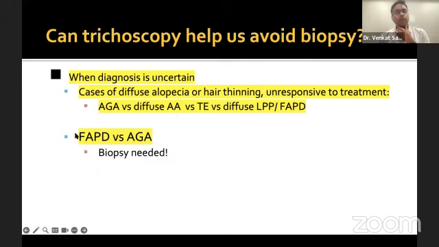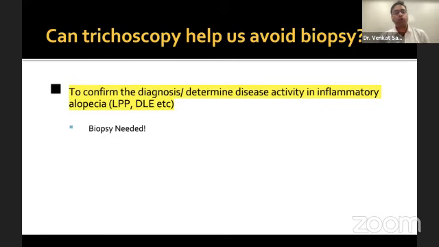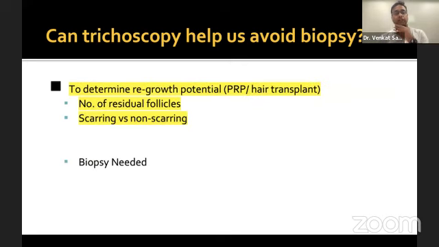What about fibrosing alopecia in a pattern distribution or LPP, diffuse LPP plus AGA? You cannot differentiate between them unless there are definite signs of scarring, in which case diagnosis can be made, but biopsy is often needed. What about to confirm the diagnosis or determine disease activity in inflammatory alopecia where you need immunosuppressants? Unfortunately, you do need a biopsy, okay? I don't think trichoscopy is helpful to differentiate between the inflammatory scarring entities.